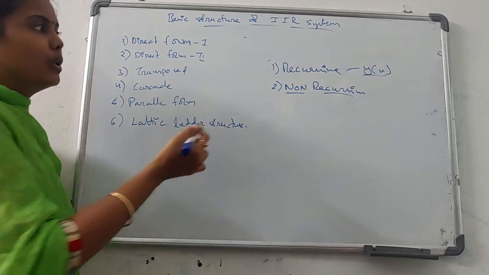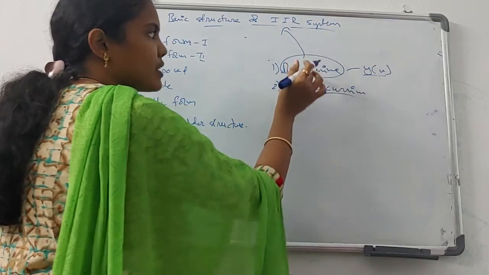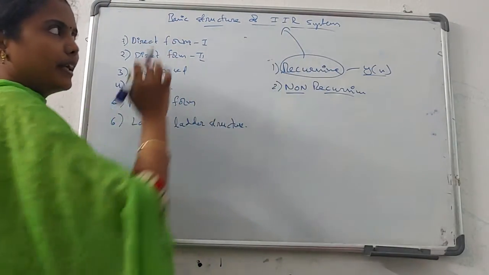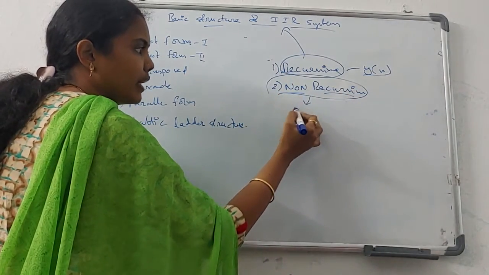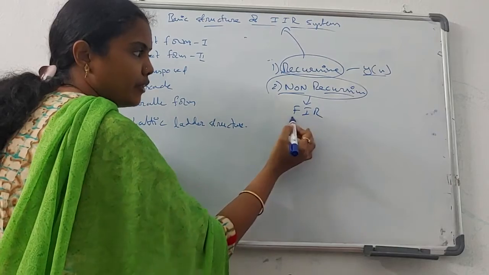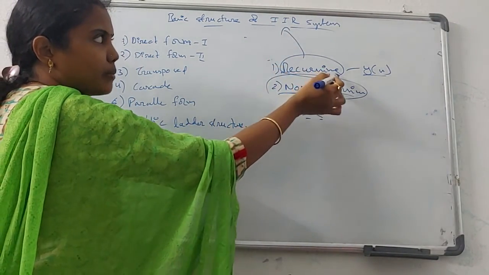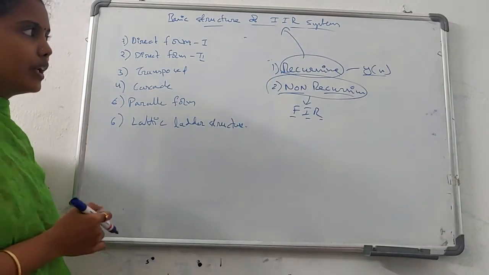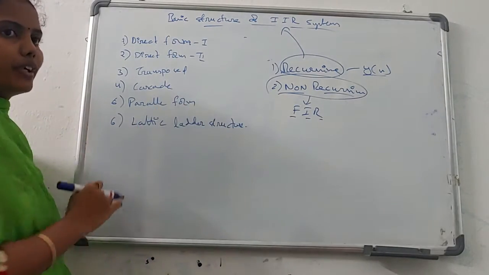Recursive filters are also known as IIR filters, whereas non-recursive filters are FIR filters, finite impulse response. So recursive type filters are realized by using IIR filters. These are the two major types of realization of filters.